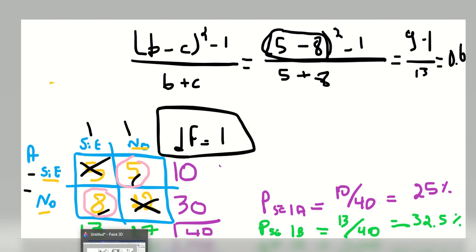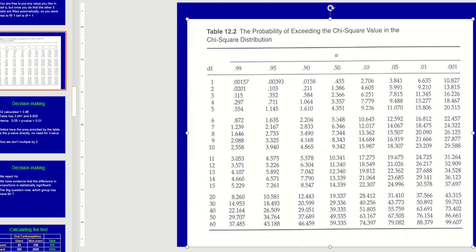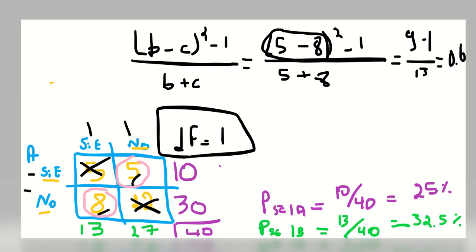So then let's go to your chi-square table. Degrees of freedom 1. We got the value 0.6 something. So 0.6 is right here between 0.455 and 2.7. So that means our p-value is between 50% and 10%. Okay, so things are going great. My p-value is less than 50%, but it's greater than 10%. Huh? Let me just double check.